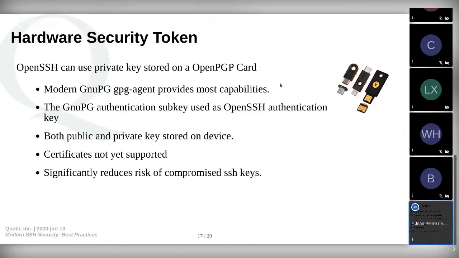The basic idea here is you create a set of keys that go onto your device. You always have 3 sets of keys. One is an authentication subkey. That authentication subkey can be used by OpenSSH for authentication purposes. Both the public and the critical part here, the private key, is stored on the device. And in particular, the private key cannot be extracted from the device.